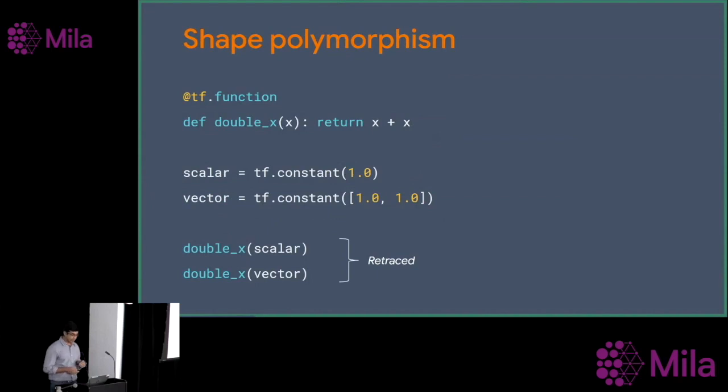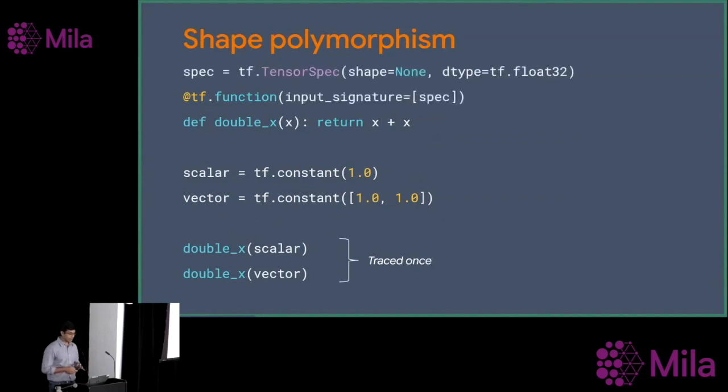That is expensive. So you can avoid that by explicitly providing an input signature to your function that defines a shape and a type for your tensor. And then each time you run, we don't retrace it, we just make sure that the value you're providing is at least as specific as the shape in your signature.